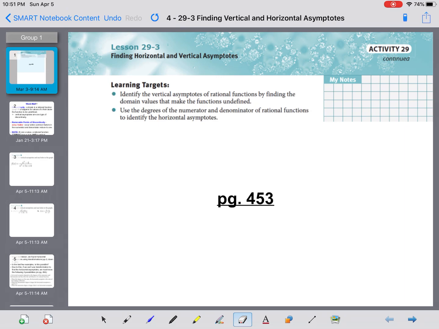Get some notes here on 29-3. You can find this in your book on page 453.